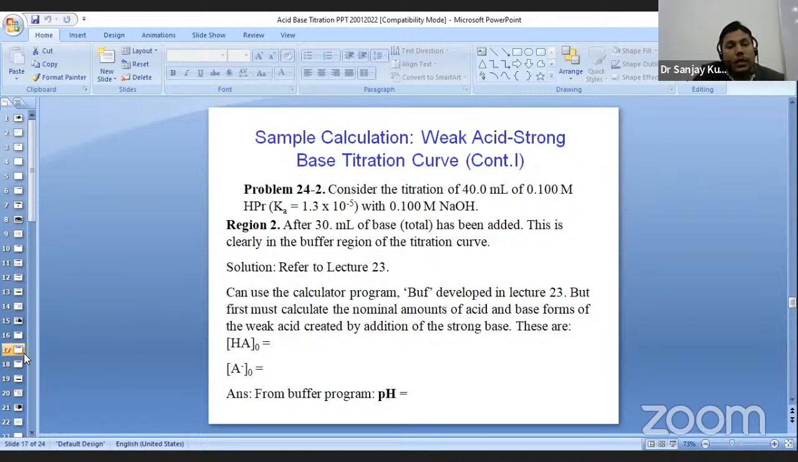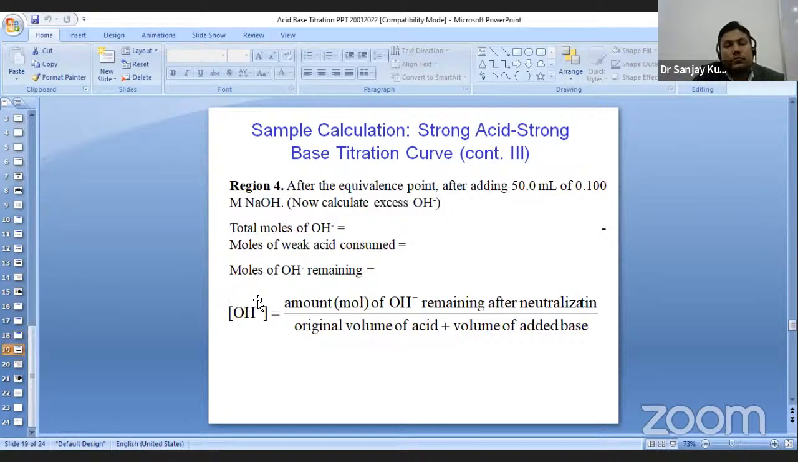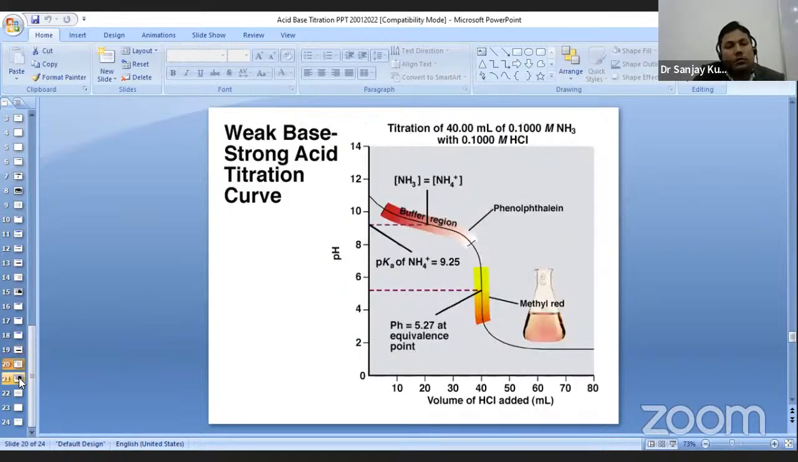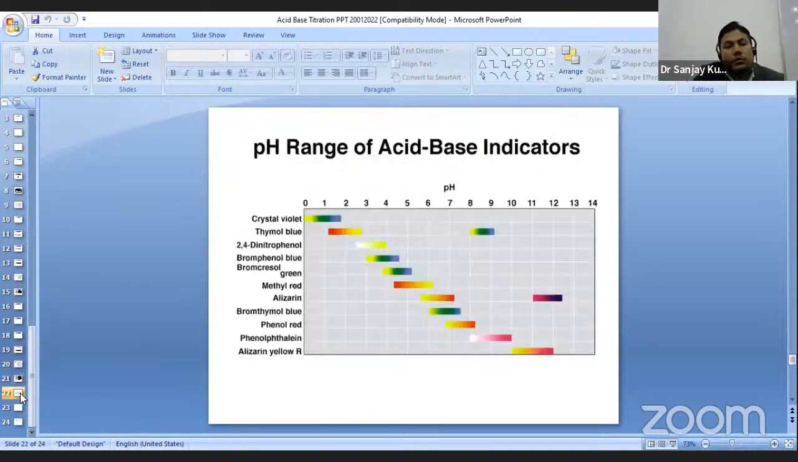In the next slide we will discuss weak acid and strong base in brief. Here you can see the sample calculation. The strong acid I already told you about, and then the next one.